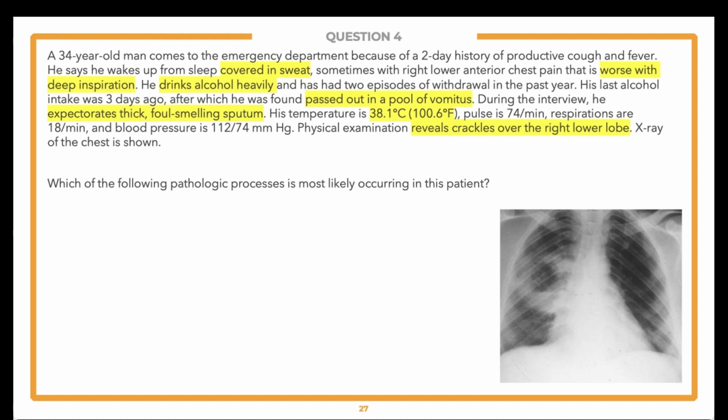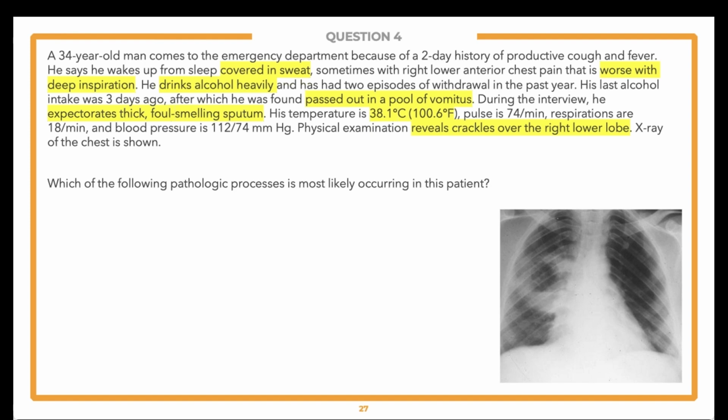All right, based on this presentation, you got a young guy, cough, fever, and he wakes up from sleep covered in sweat, right? And it's happening for 2 days. So it's very much an acute presentation. He does have this kind of chest pain picture. It's worse with deep inspiration. That means something, right? Whenever I think chest pain, you got to think, is it affected with respiration?